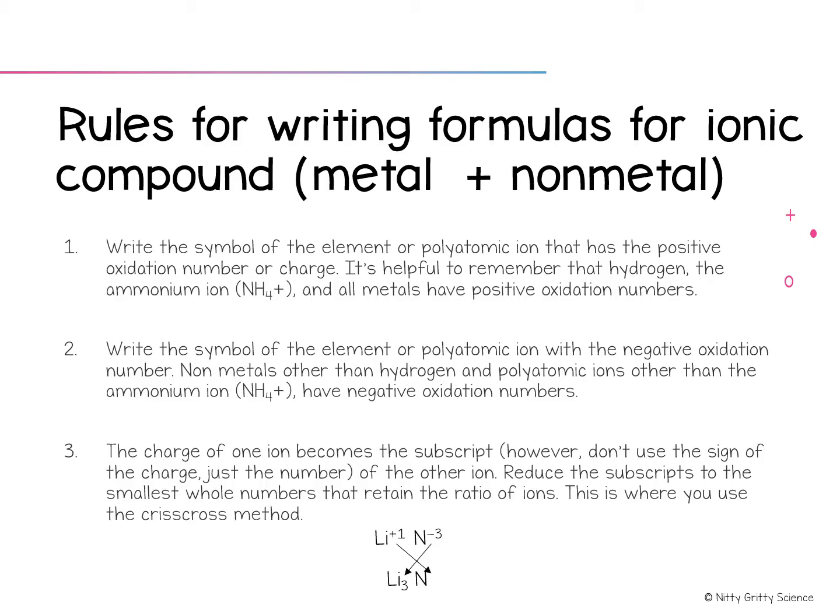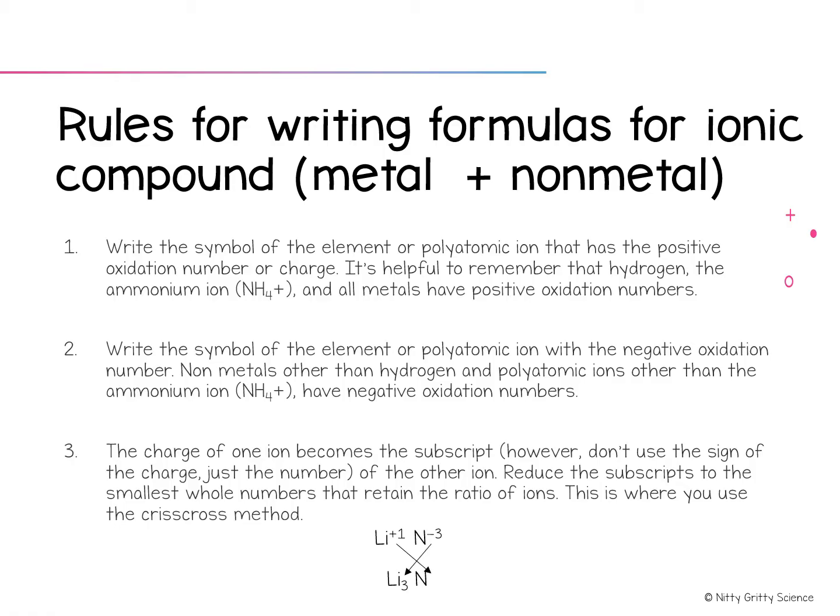The first step is you are going to write the symbol of the element or the polyatomic ion that has the positive oxidation number or charge. Now don't get hung up on this term polyatomic ion. I'm going to go over that in a minute. I just want you to realize it's also part of this rule. Now it's helpful to remember that hydrogen, the polyatomic ion called ammonium, and all metals have positive oxidation numbers. So these would always be written first.